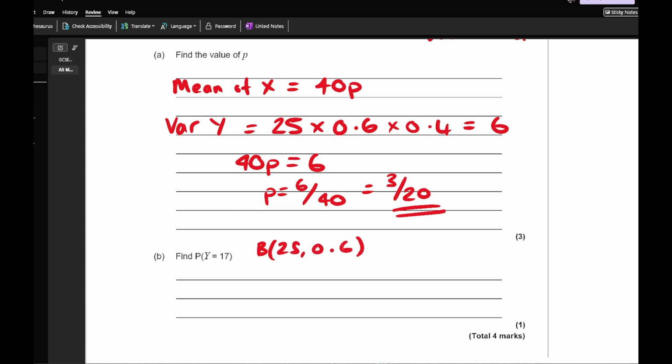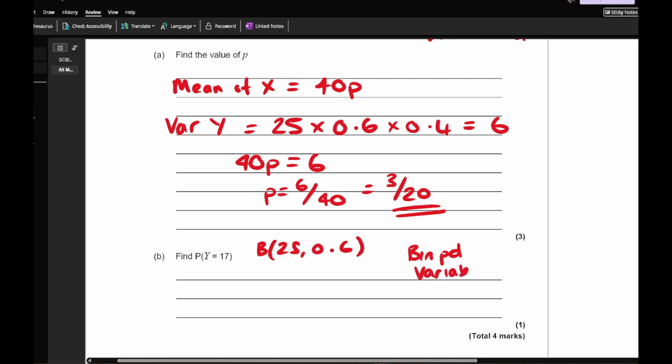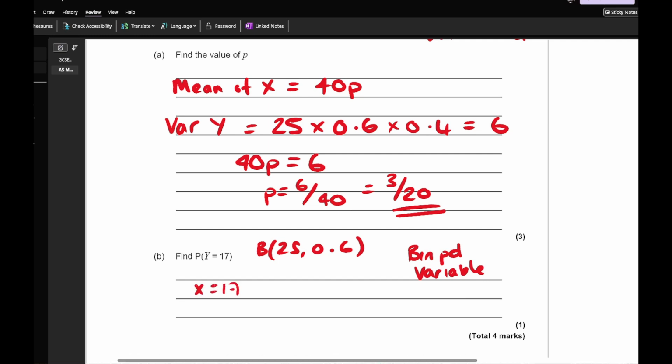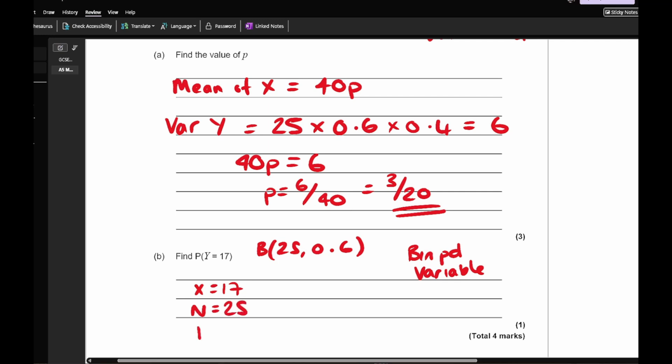And so you can use your calculator for this. To use your calculator, most of you should have the Casio. So if you go to distribution, binomial PD, so you want binomial PD, and then you want variable, then select variable, and then for your parameters you want to select x equals 17, n equals 25, and p equals 0.6.